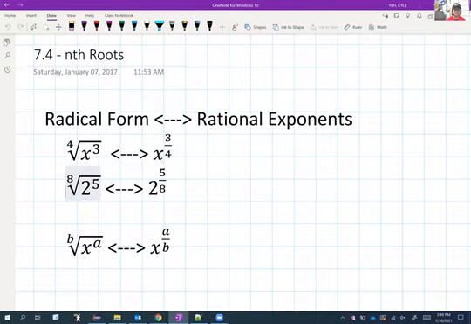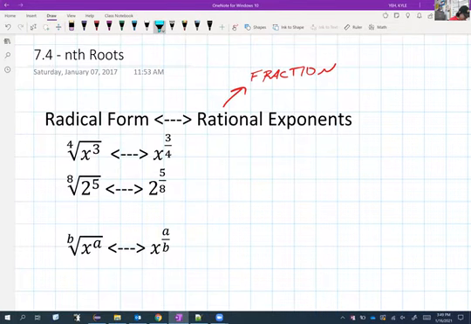So radical form is anything that has that symbol in it, versus rational exponents. Rational, if you remember, means it can be expressed as a fraction. And exponents, we know what exponents are, powers, for an expression. So fractional exponents, basically, rational exponents. I want to look at these three examples, and I think you'll pick up the pattern pretty quickly.